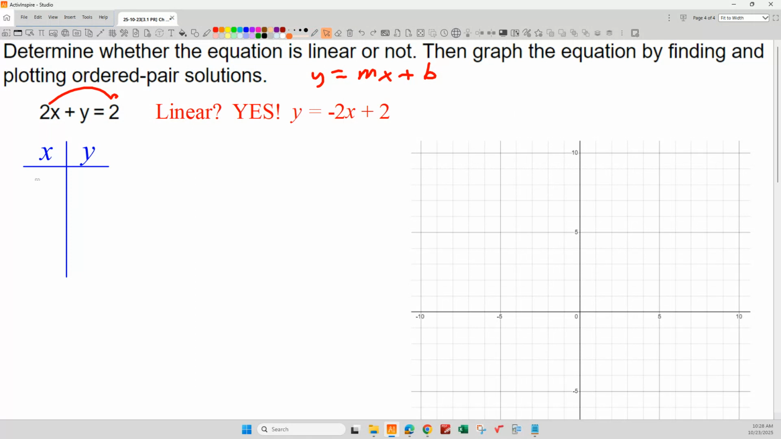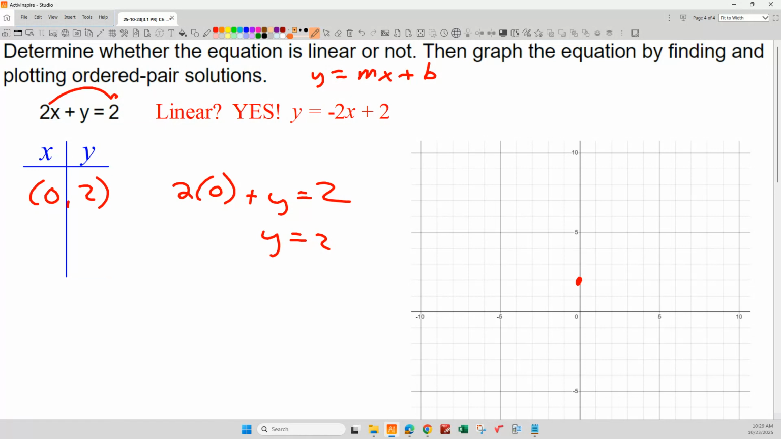If I plug in a value of x equals 0, well, what's that going to give me? If I plug in 0 for x, I get the equation 2 times 0 plus y equals 2. What's 2 times 0? 0. So that term I just get y equals 2. So there's my ordered pair, 0, 2, right? Over 0 up 2 is right there. Okay, let's do another one.